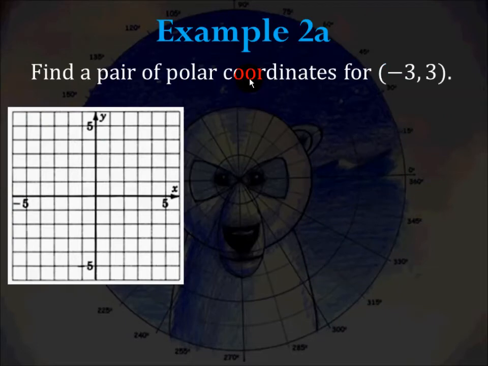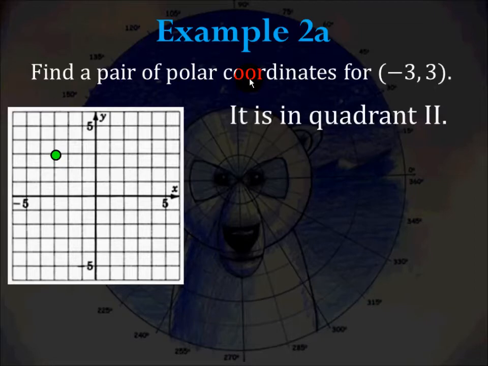So, example 2a, find a pair of polar coordinates for the point (-3, 3). So, there's (-3, 3). This point is in quadrant 2. Now, keep that in mind, because that means your angle, if you have a positive r and a positive theta, is going to be between 90 and 180 degrees. So, we first have to find r.